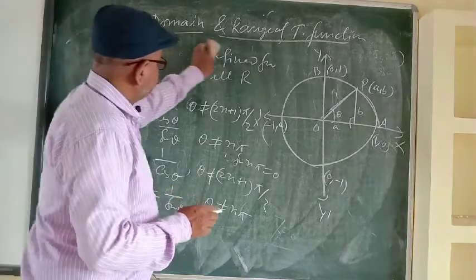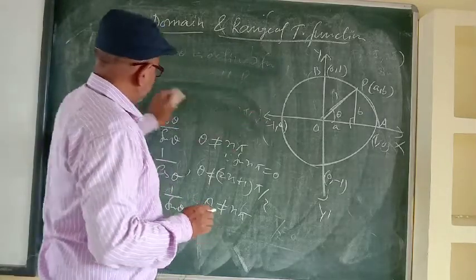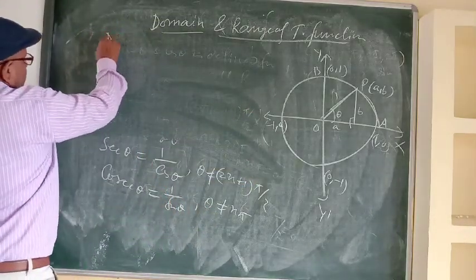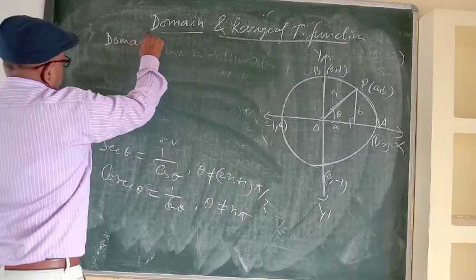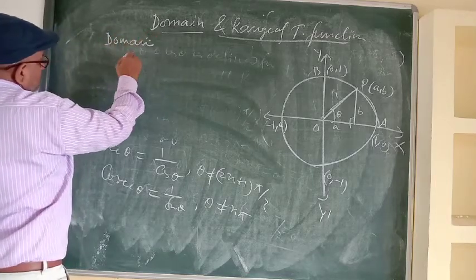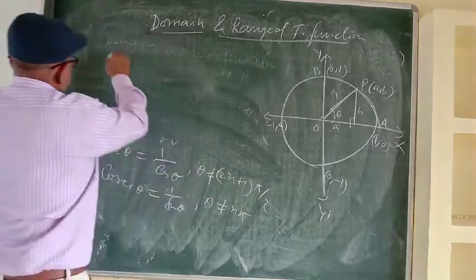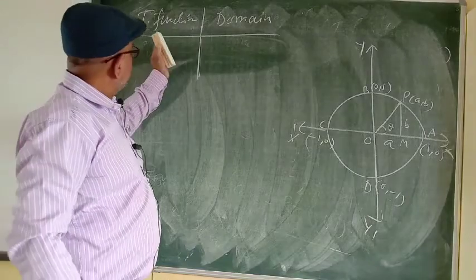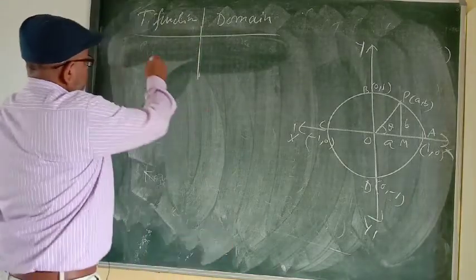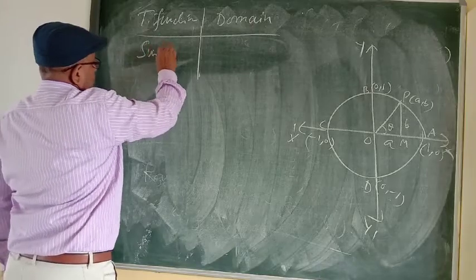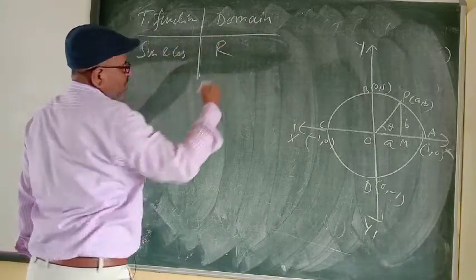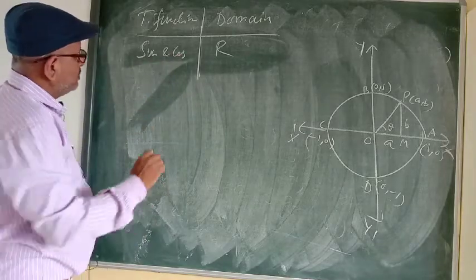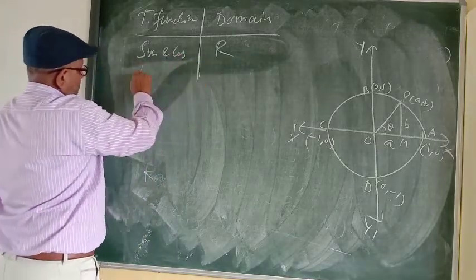So write the domain. So what are the domain? Write the trigonometry. So we can summarize what is the domain of the trigonometric function. So for sin and cos, domain is all the real numbers. For all the real values of theta, sin and cos have finite value. So it is defined for all the real numbers.